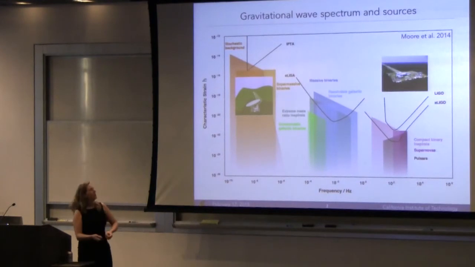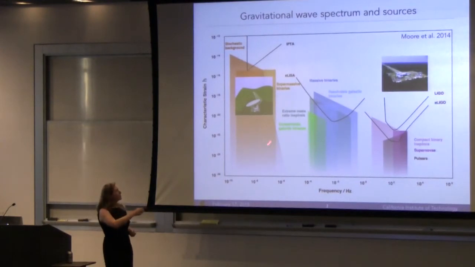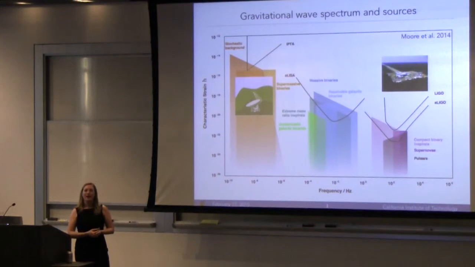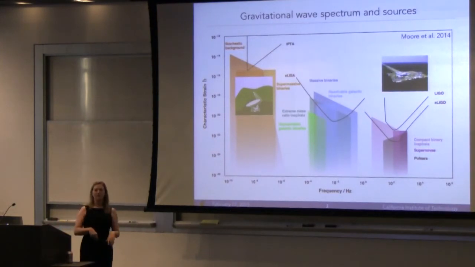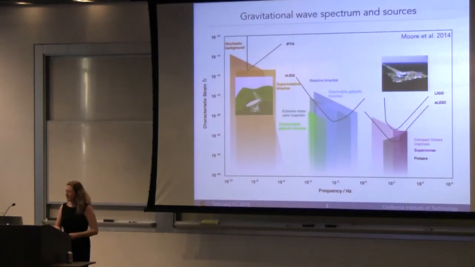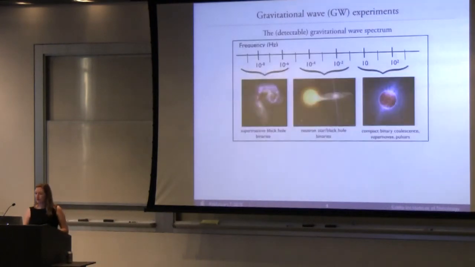I'm actually a member both of LIGO and of NANOGrav, which is a pulsar timing collaboration. So I often joke with people that it's fun to be a member of both collaborations so that I don't have to worry about who makes the first detection. I'm good either way. But we should be looking at an imminent detection either way.